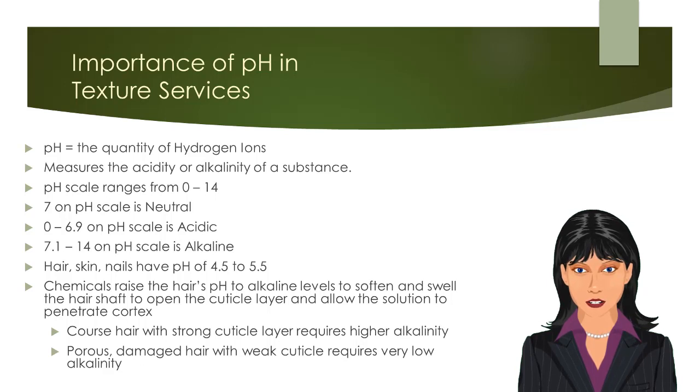Chemicals raise the hair's pH to alkaline levels in order to soften and swell the hair shaft, to open the cuticle layer, and allow the solution to penetrate the cortex. Coarse hair, with a strong cuticle layer, requires a higher alkalinity. Porous, damaged hair, with a weak cuticle, requires a very low alkalinity.